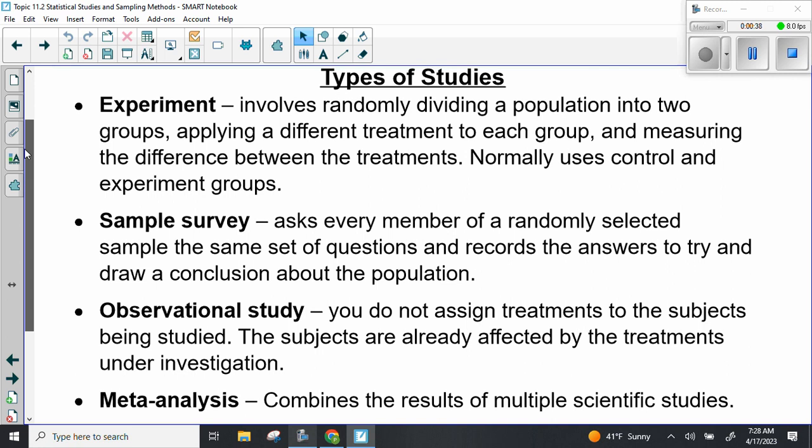A sample survey is also known as a census.